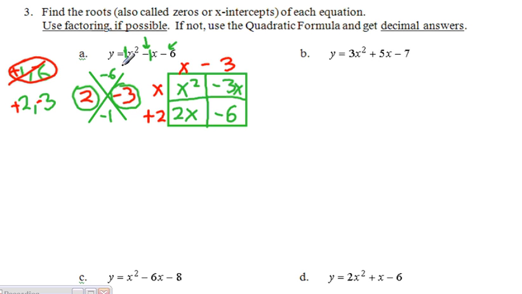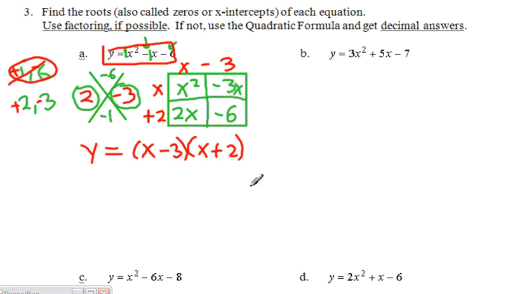So let's take our problem, and now the factored form would be y equals, instead of x squared minus x minus 6, y equals the quantity x minus 3 times the quantity x plus 2. Cool, done. Now look back at the problem. We're not done with the entire problem. All we've done is factored.